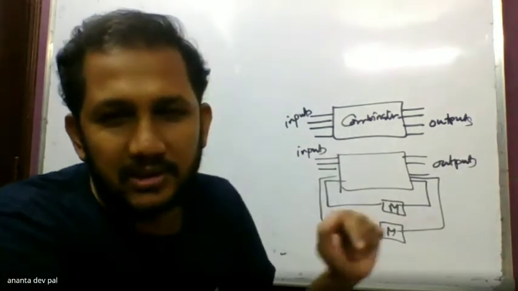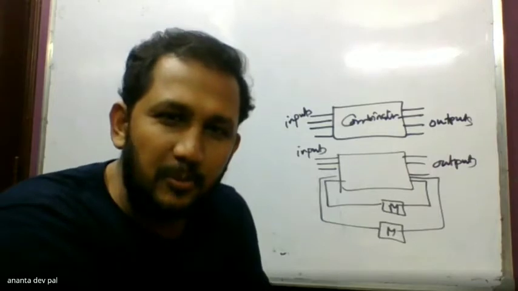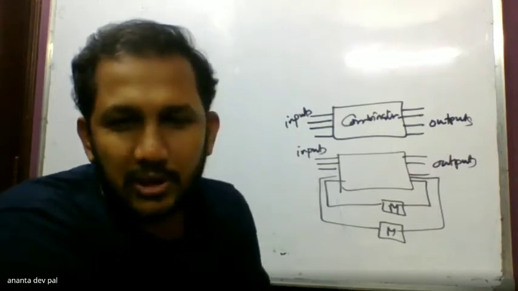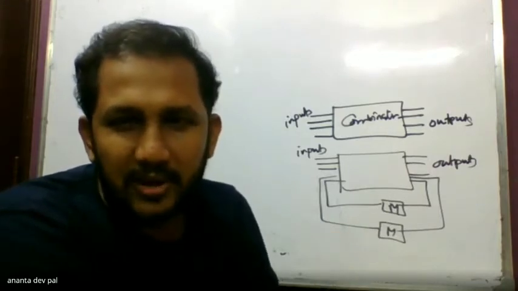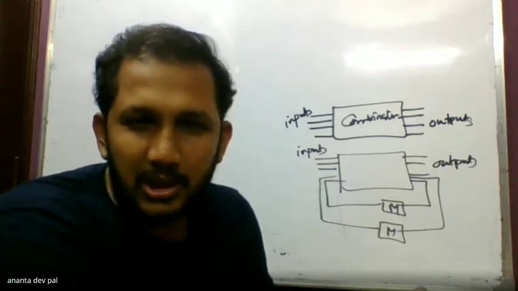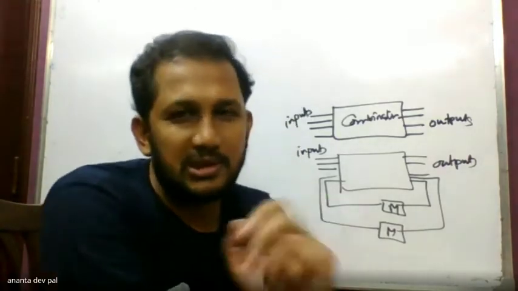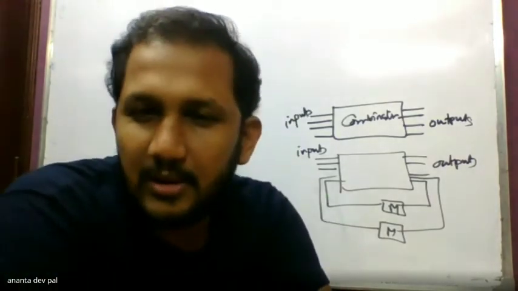So basic differences: in a combinational circuit, output depends on input only, whereas in a sequential circuit, output depends on input as well as past output that goes back to the input. There is no feedback in a combinational circuit, just a direct connection. In a sequential circuit there is a feedback and a memory element. In a combinational circuit there is no memory element, so it is easier to design. A sequential circuit is complex to design.